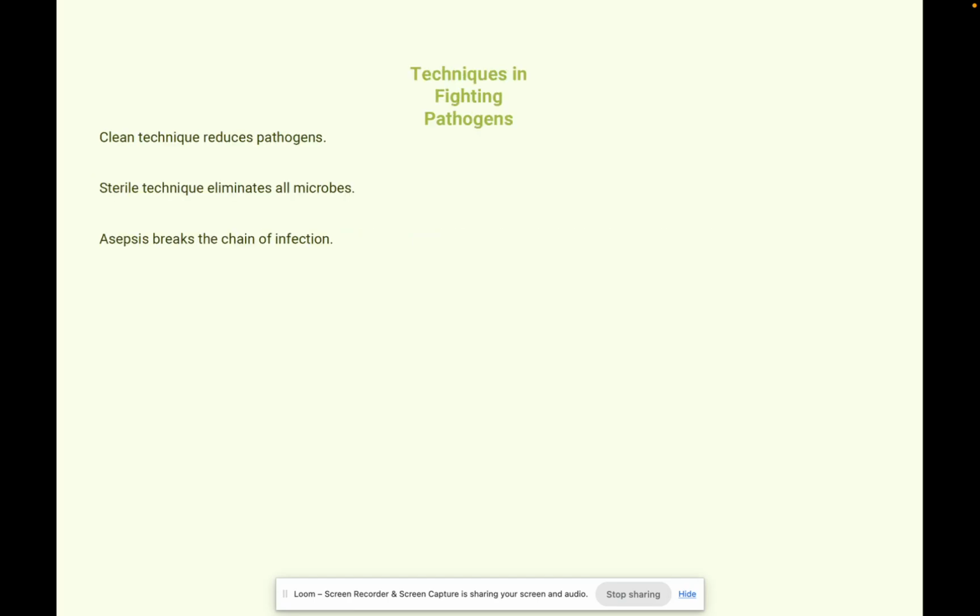So, how do we fight pathogens or microorganisms? Again, we have what we call the clean technique. Clean technique reduces the pathogens. We also have what we call the sterile technique, which eliminates all microbes.